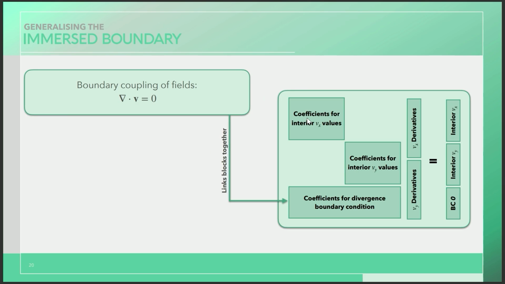We can also do things like this. So we can do coupling. We can say that we have zero divergence on the surface, which creates a relationship between different fields that has to hold on the surface. And we can do that too.